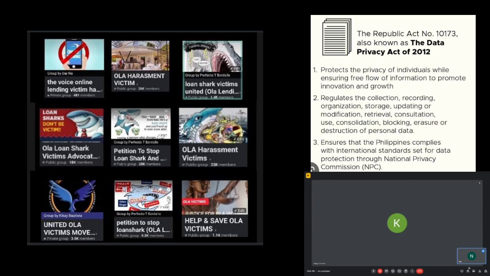So, also, the Commission shall ensure at all times the confidentiality of any personal information that comes to its knowledge and possession. Okay? So, lahat po ng mga reklamo po ninyo should be confidential. So, they need to ensure at all times na confidential po lahat ng mga idinudulog na reklamo or information sa kanila.